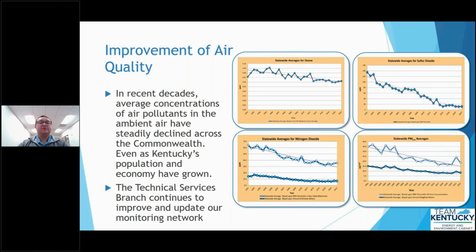So for the past few decades, Kentucky has seen a steady decline in pollutant concentrations for our criteria pollutants. The entire division works very hard to ensure the air is clean, to ensure public health, and maintain the quality of our environment. Even though concentrations are dropping, the Technical Services Branch will continue to monitor across the state and continue to improve our monitoring network with new and innovative equipment.